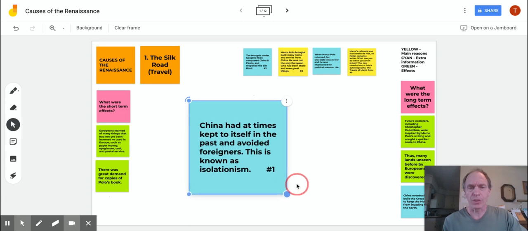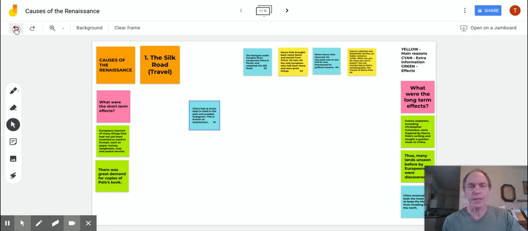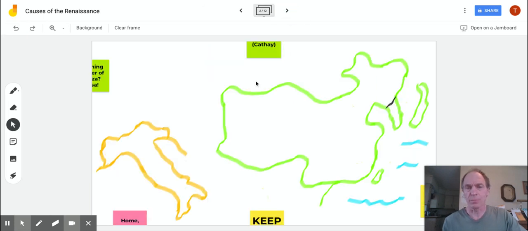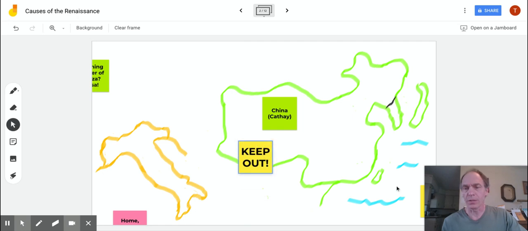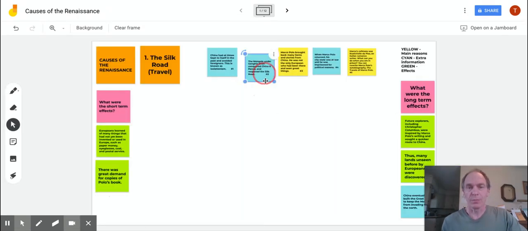The first one, China had at times kept to itself in the past and avoided foreigners. This is known as isolationism. And if we go to the next slide here and take a look at my crude map of China. China, to the Europeans at the time, was known as Cathay, and they just did not want others around, so they practiced isolationism.